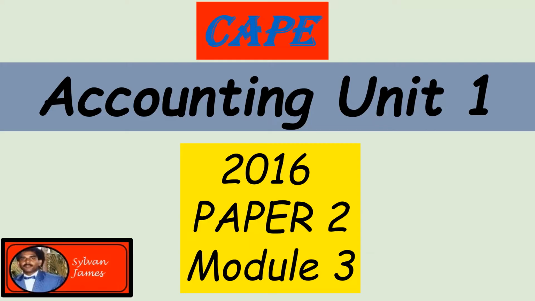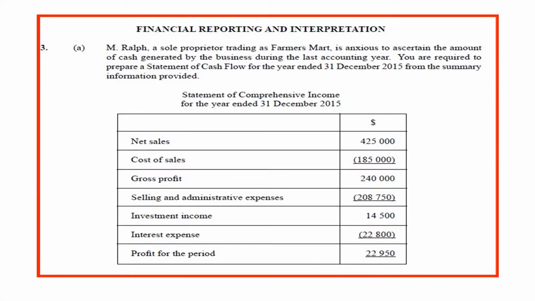Today we're going to take apart Accounting Unit 1, 2016, Paper 2, Module 3. Let's get right into it. We have here before us a statement of comprehensive income for Ralph as sole proprietor as Farmers Mart, and we are required to prepare a statement of cash flow for the year ended 31st December 2015.